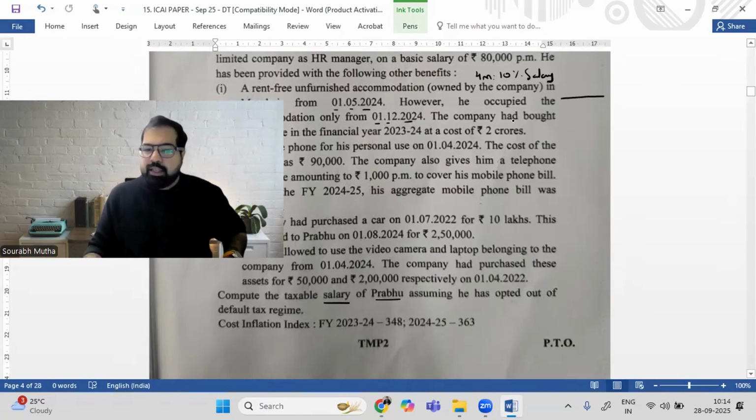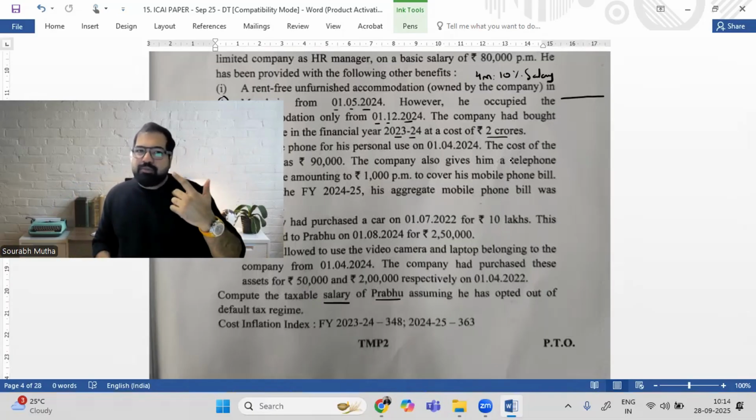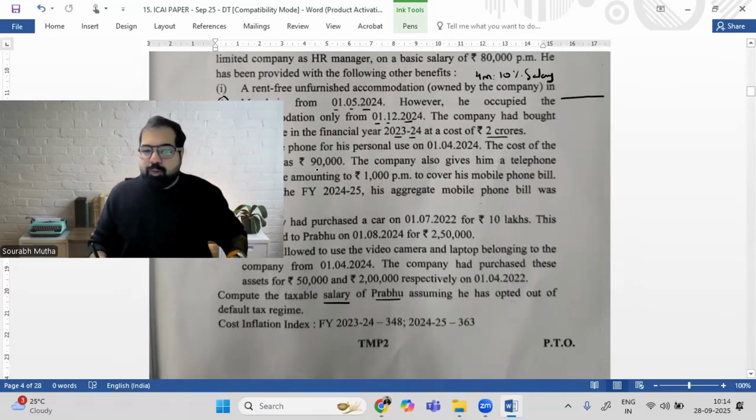All right. Next. The company had bought this house in the financial year 23-24 at a cost of 2 crores. So the house is owned by the employer. We'll come again for this. This is pending. A mobile phone for his personal use on 1st April 2024. Guys, you are using an asset given by the employer, paid by the employer. This should be a perquisite. But there are three things called LMJ, laptop, mobile, and journals, which are not considered a perquisite. So this mobile phone will not be considered. I'm just writing a 0 here for the mobile phone perquisite.